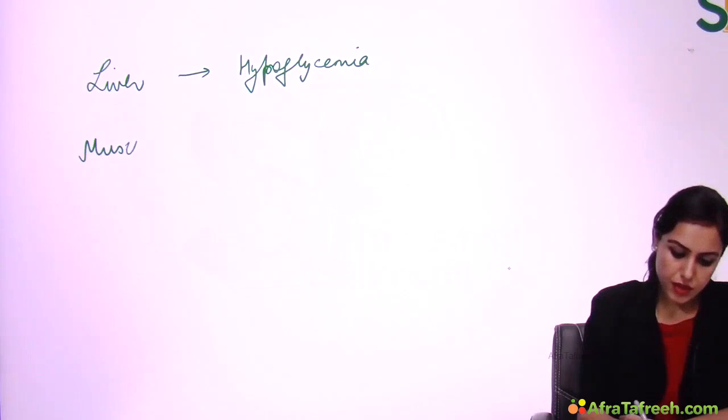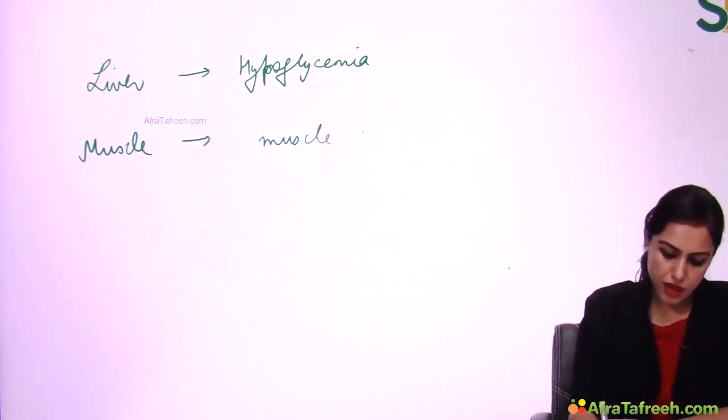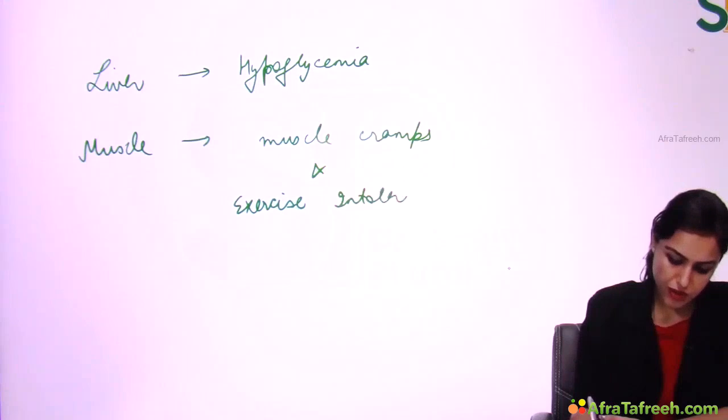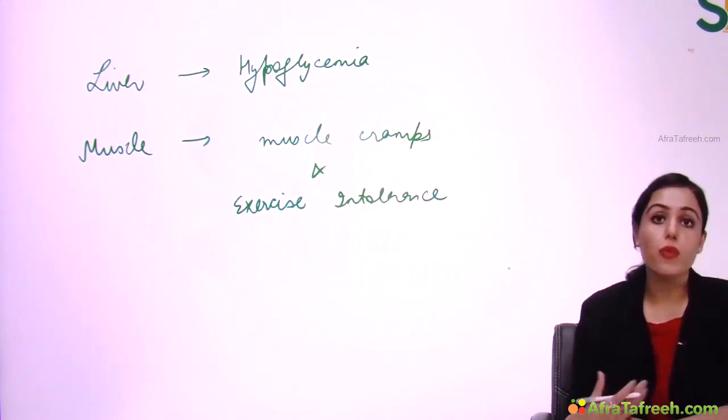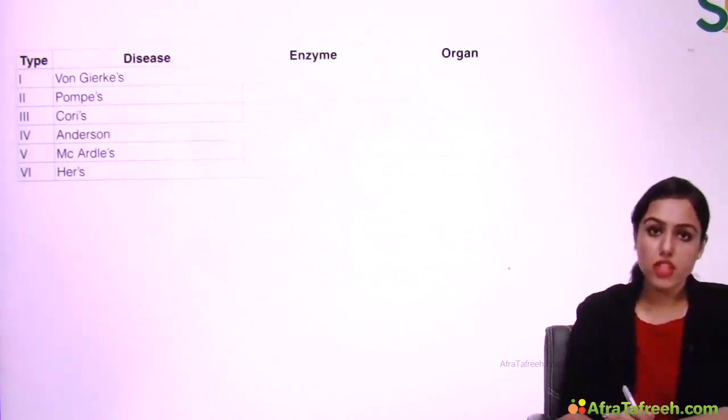And if it is a muscle glycogen storage disease, then the patient will have muscle cramps and exercise intolerance, because the main function of muscle glycogen is for muscle contraction, right? So that is not done now. Now let's see this table.